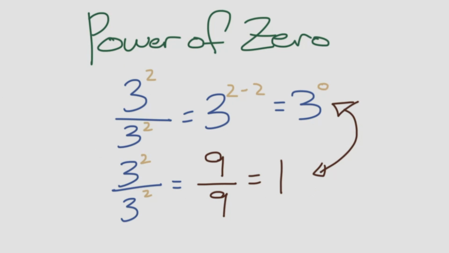Now, after I write this down right here, 3 to the power of 0 is equal to 1, that makes me wonder whether anything to the power of 0 is always equal to 1. Let's look at another example to find out. Let's look at another example using the product rule. We have, for example, 5 to the power of 3 times 5 to the power of 0. I'm going to put that 0 in this lavender color.